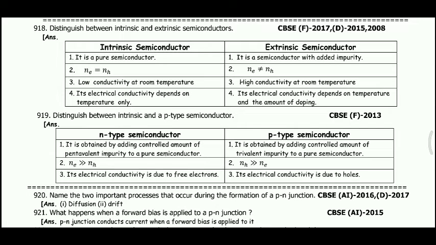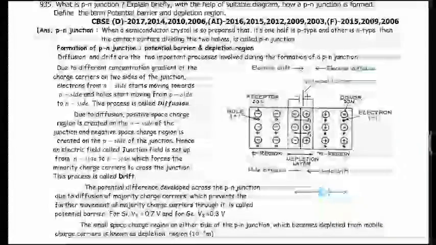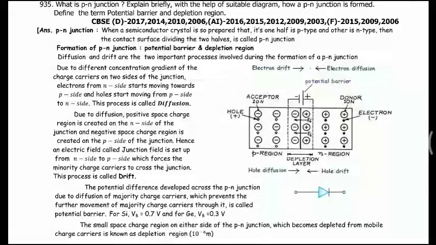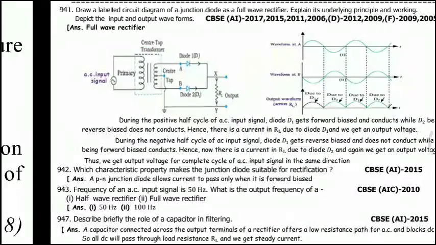Distinguish between intrinsic and extrinsic semiconductors. Distinguish between intrinsic and p-type semiconductor. P-type and n-type semiconductors. Next, their band gap. Distinguish between conductors, insulators, and semiconductors on the basis of energy band diagram. Yes, PN junction diode, formation of PN junction diode, and applications of PN junction diode, half wave and full wave rectifier.